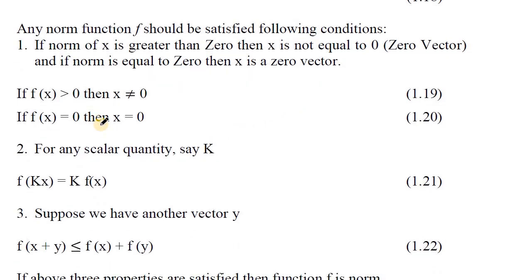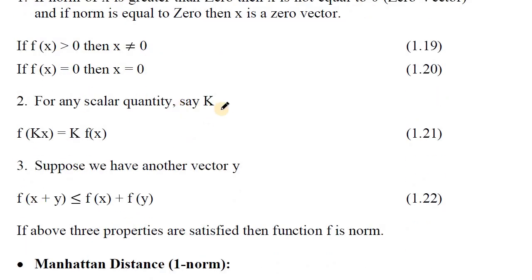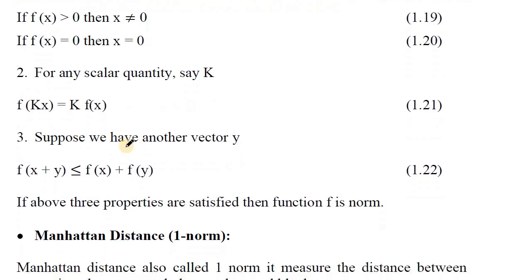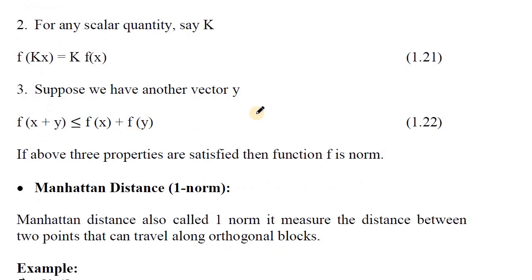Same thing is written as equations over here. We are assuming f to be our norm function. So f of x is greater than 0, then x cannot be equal to 0. If f of x is equal to 0, then x is equal to 0. Suppose I have a scalar k, then f of kx should be equal to k into f of x. And we have other vector y.